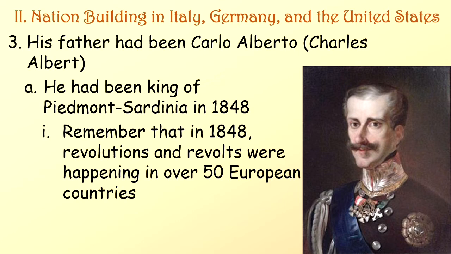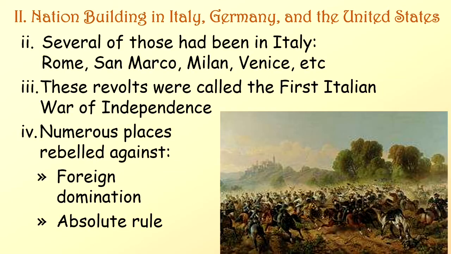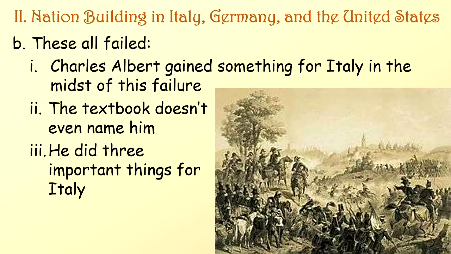Remember that in 1848, revolutions and revolts were happening in over 50 European countries. Several of those had been in Italy, for example in Rome, in San Marco, Milan, and Venice, etc. These revolts were called the First Italian War of Independence, and numerous places rebelled against foreign domination and absolute rule. These all failed, and Charles Albert gained something for Italy in the midst of this failure. The textbook doesn't even name his name, but he did three important things for Italy.